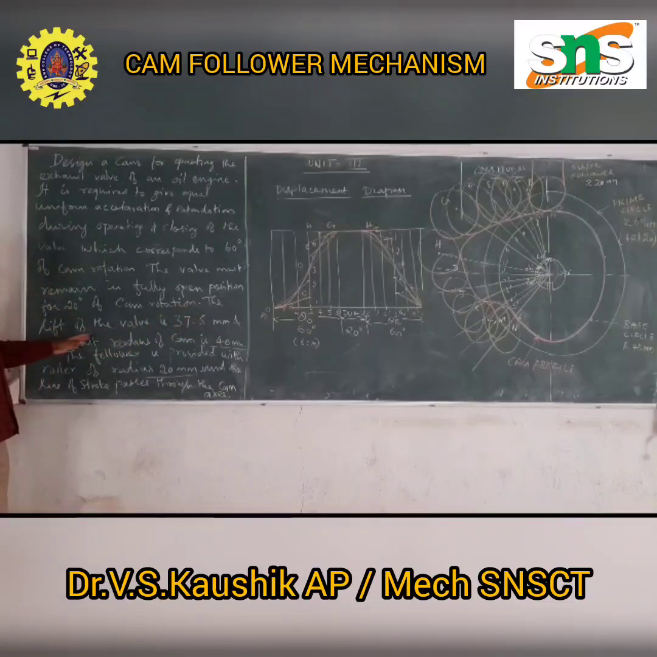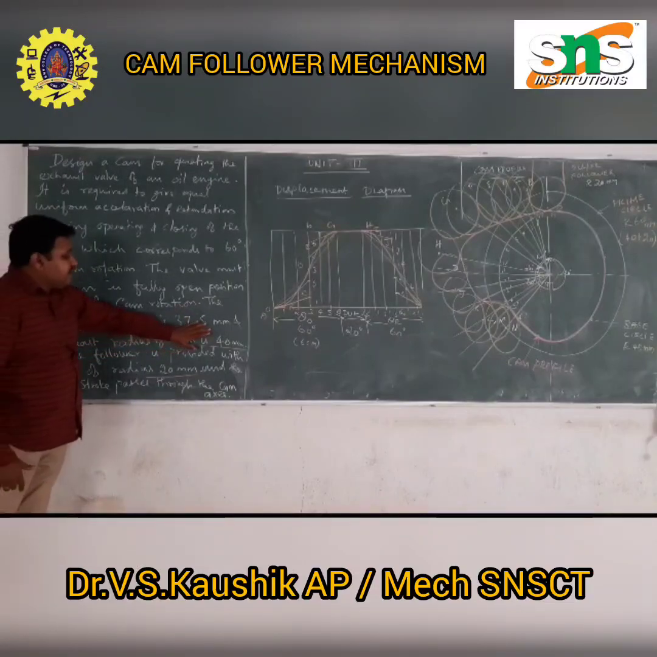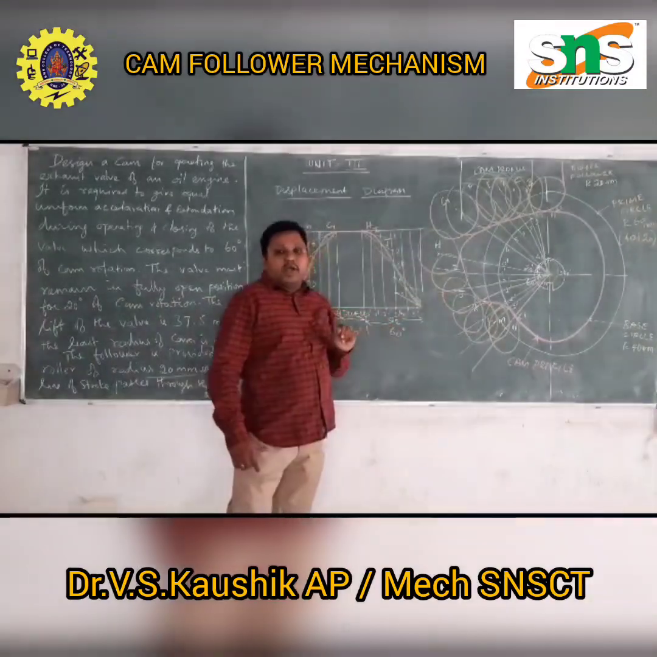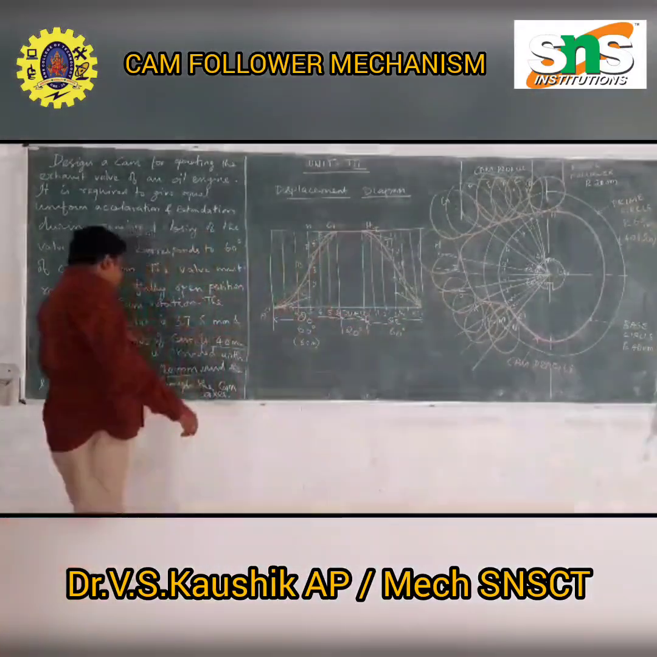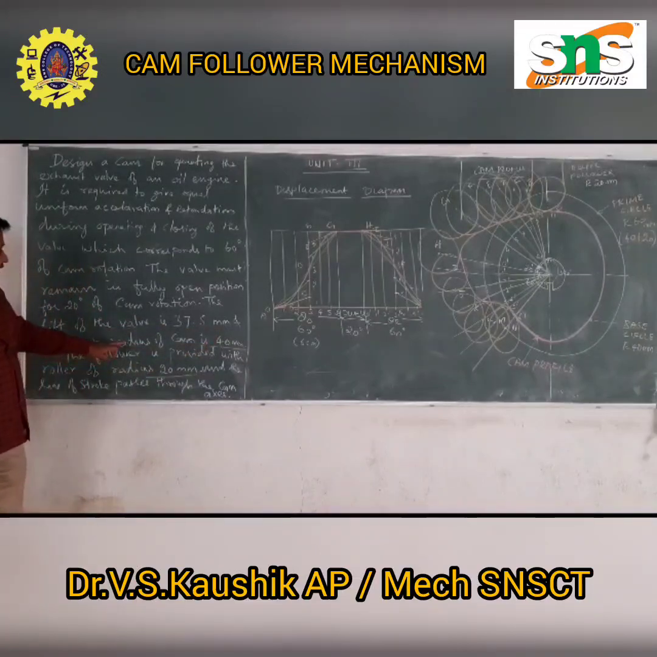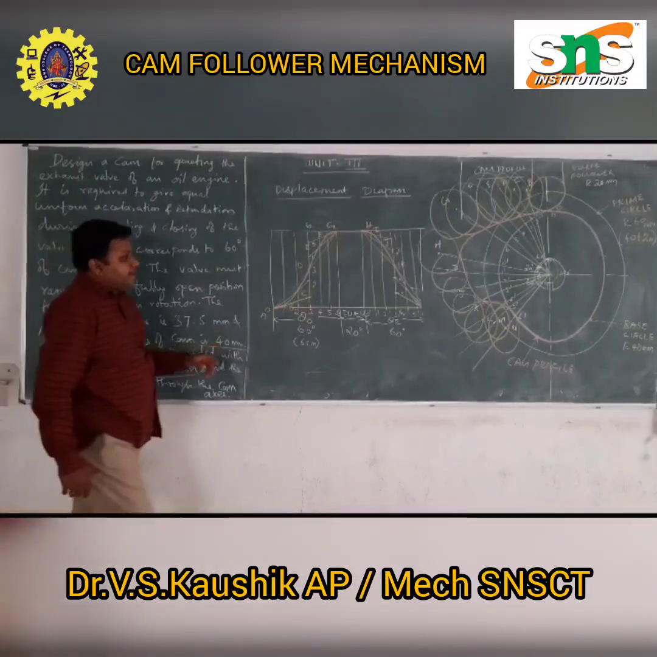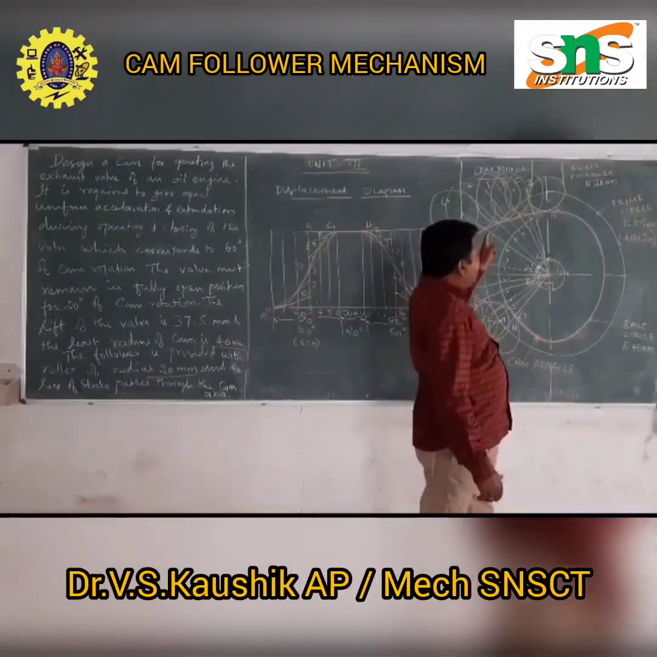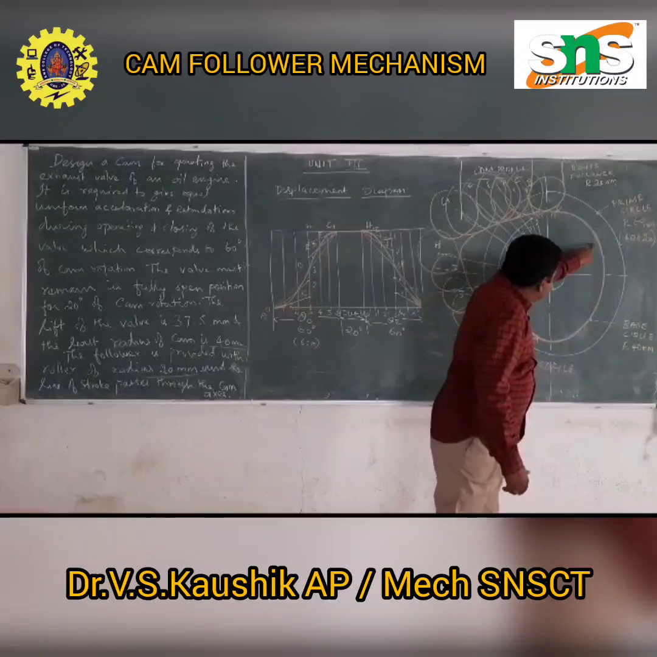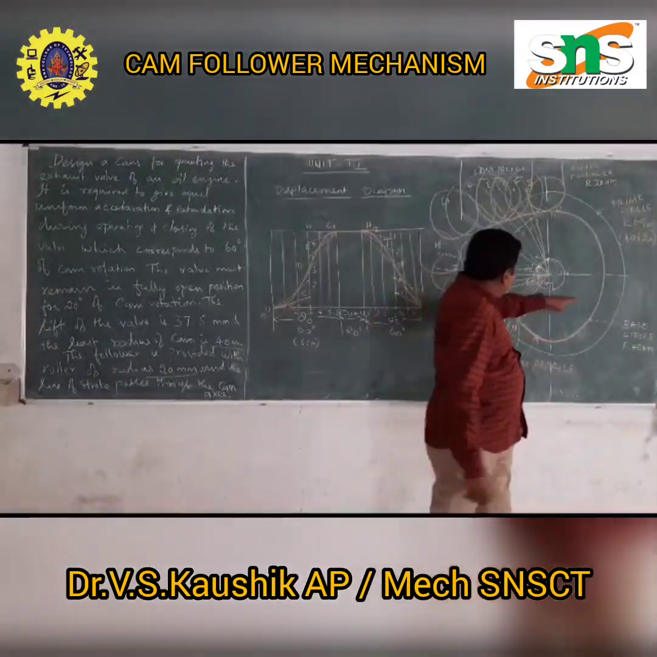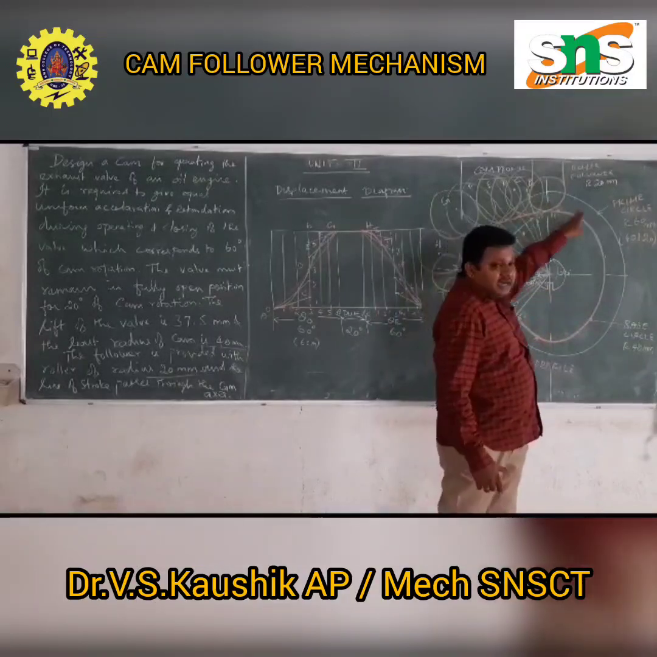The lift of the valve is 37.5 mm. The height of this is 37.5 mm. That is what is given here, and the least radius of the cam is 40 mm. This least radius is 40 mm. This is the least radius. Sorry, this circle is the least radius.